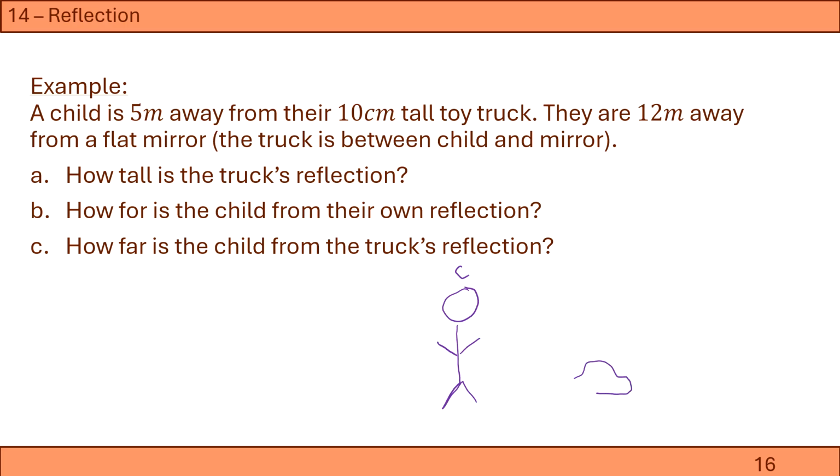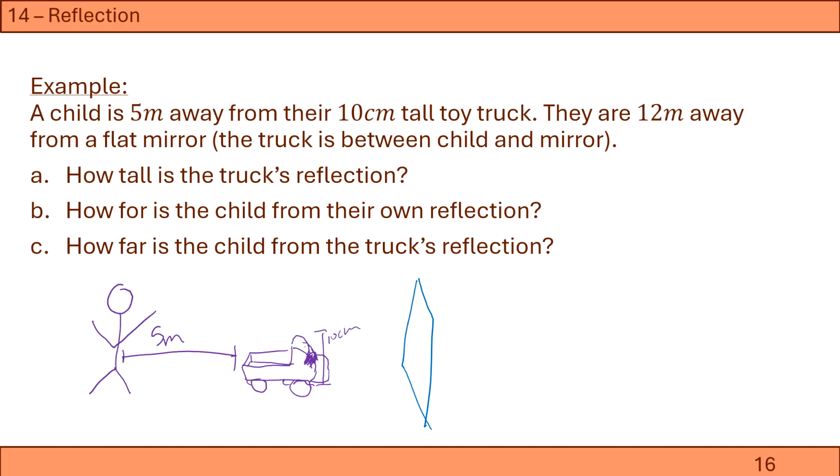Here is the toy truck. And they are, let's see, 5 meters away. So this is a 5-meter distance. And this toy truck is 10 centimeters tall. Let's give it some wheels. And they are 12 meters away from a flat mirror. So here is a flat mirror. Let's actually move all this so that we give ourselves some space here. This is supposed to be 12 meters.